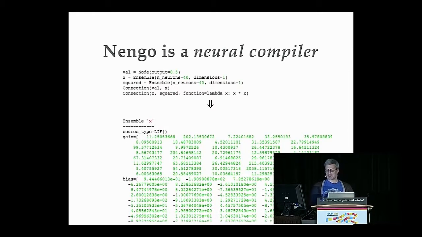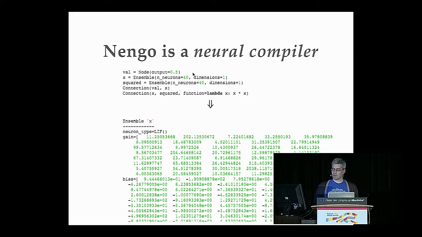Nengo, analogously, is like a neural compiler. So we specify a neural model in terms of what information or what values are being represented and transformed. So up here we have a node. A node is how we represent non-neural information. So kind of like the current that we injected in that current clamp experiment, we need a way to somehow start off our simulations. So we call them nodes.